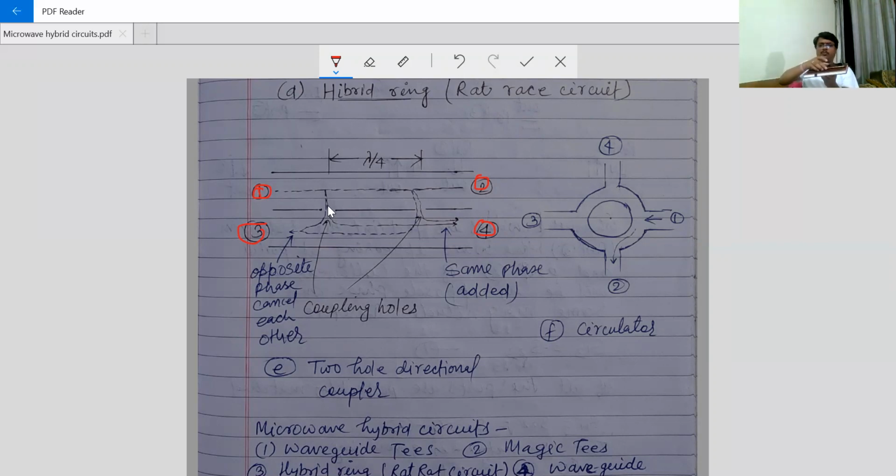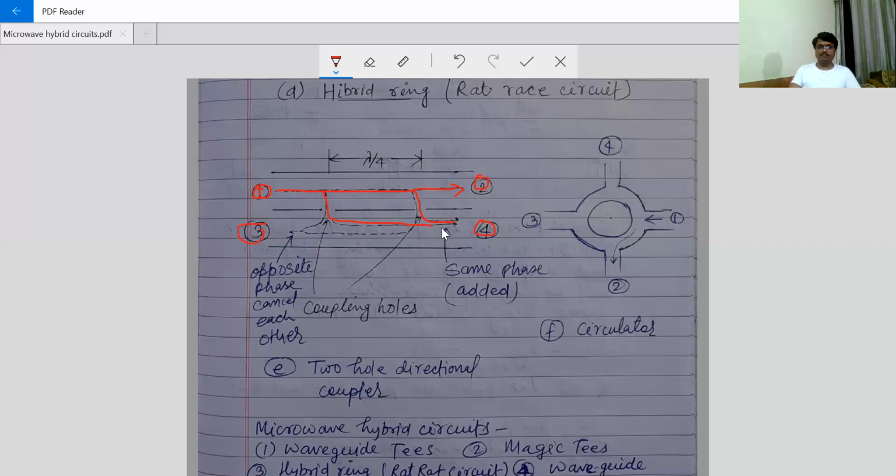But what is done is there are two holes here and here in between the walls of the two waveguides, and the separation between the two holes is nothing but lambda by 4. What will happen with this one? We'll see. Wave is traveling like this, and it will go directly to this one, because here it is a hole, so some of the power will go like this, and here also it is a hole, so some of the power will couple and it will go like this.